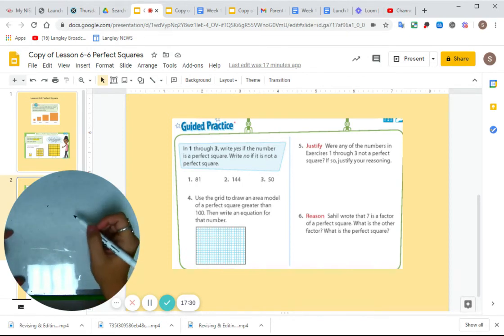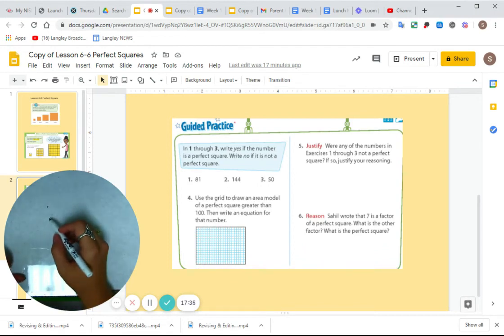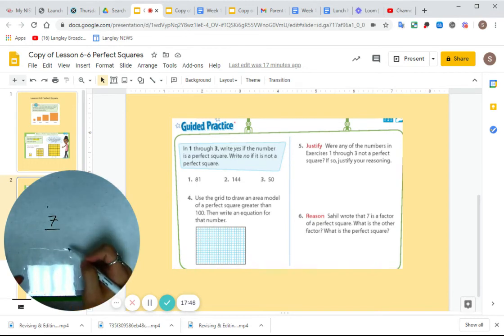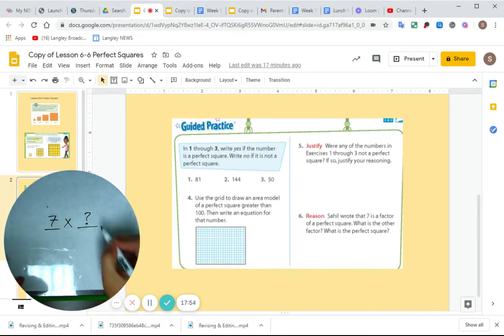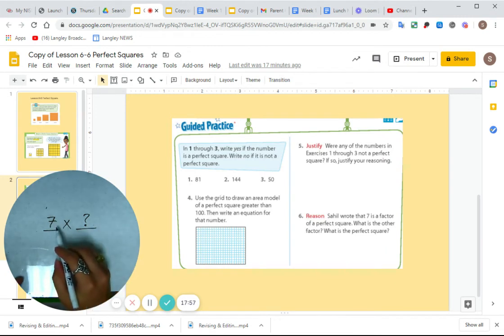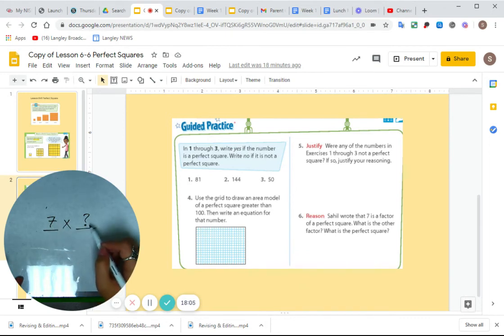Okay, so let's move on to question 6. So Sahil wrote that 7 is a factor of a perfect square. And remember, we wrote in our notes, or you should have written in your notes, that a factor is the numbers that are being multiplied together. So 7. He's saying that 7 is a factor of a perfect square. And they want to know, what is the other factor? What factor are we missing? They're saying 7 is a factor of the perfect square. So what is the other number that we're missing? If this 7 is a factor, what factor are we missing here?